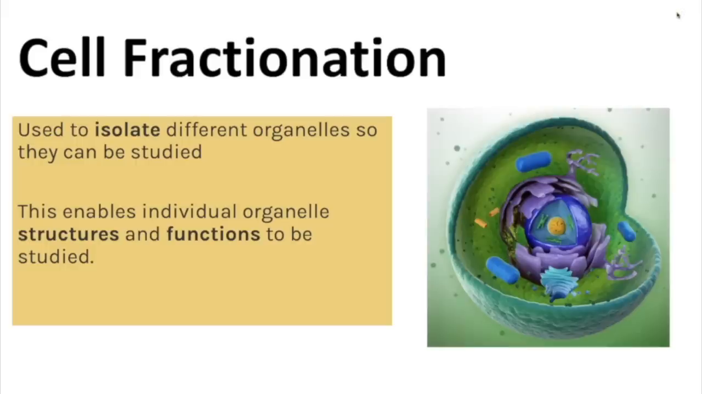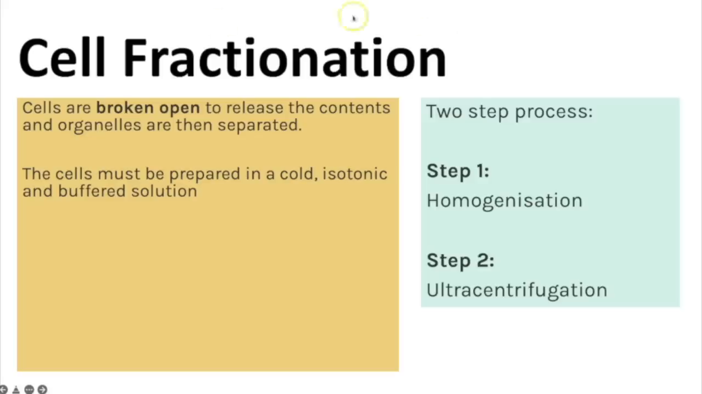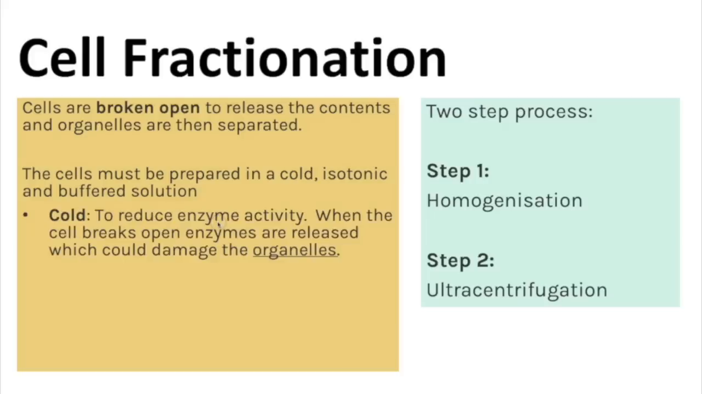Cell fractionation is the final way that you can study cells, and this is used to isolate the different organelles so that they can be studied further. First thing that happens is the cells are broken open to release the contents and the organelles. The cells need to be prepared in a cold, isotonic and buffered solution, and you need to know why it has to be those three conditions.